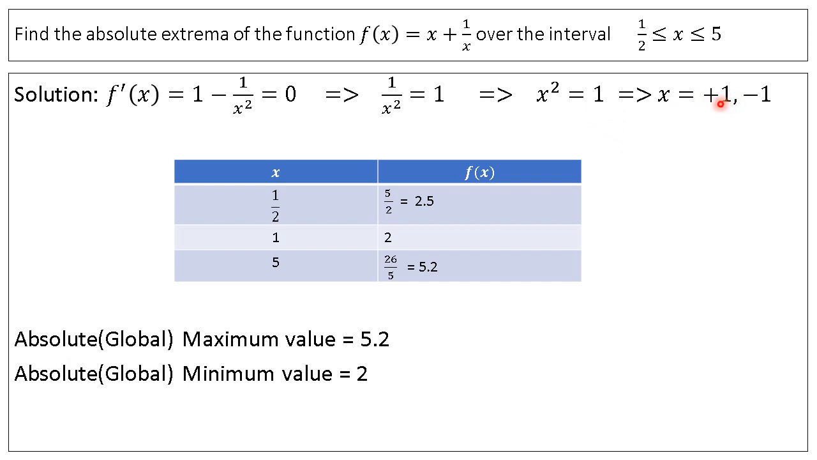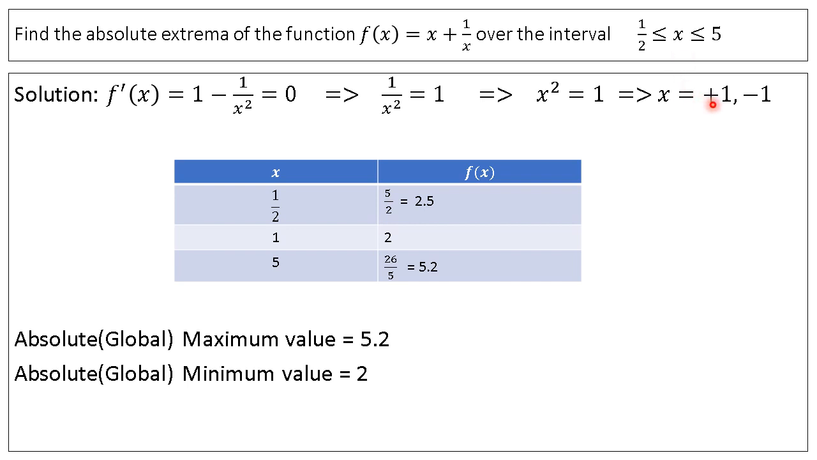Including these critical points, we have to take the endpoints. Here 1 by 2 is one endpoint and 5 is another endpoint. Okay, here we have two roots, plus 1 and minus 1. Plus 1 is there in this domain. 1 is there in between 1 by 2 and 5. But minus 1 is not there in this domain. Okay, I hope you understand.